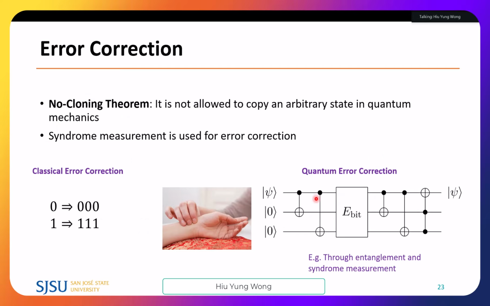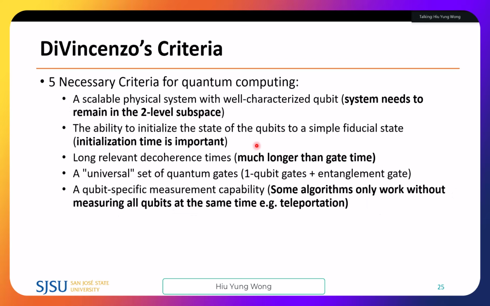Once I correct something, I need to prepare a new ancillary qubit to entangle it and continue to correct, because the error will keep coming in, right? So it's not straightforward. Your initialization time is also important. If you need 1 hour to initialize a qubit, it's not going to work.